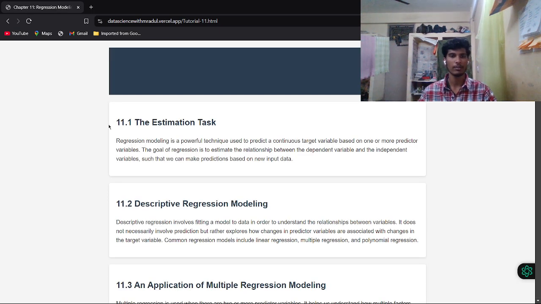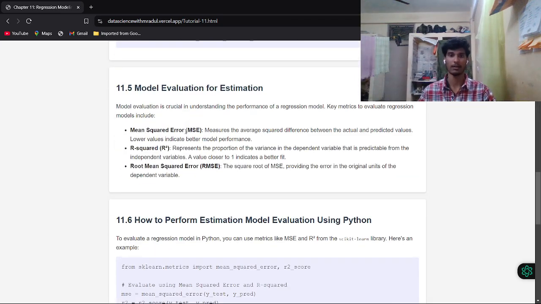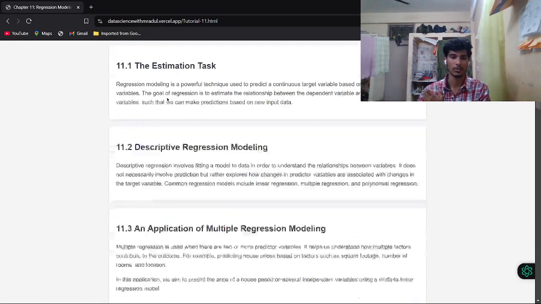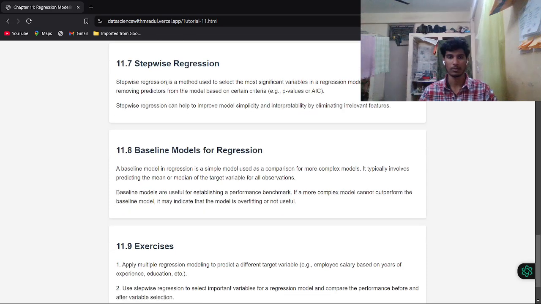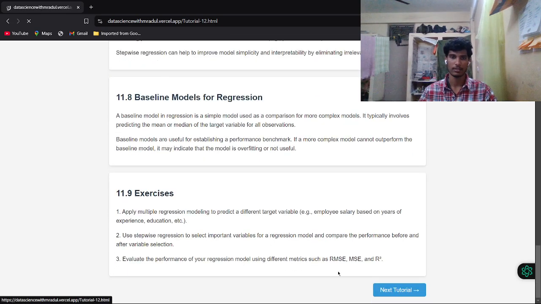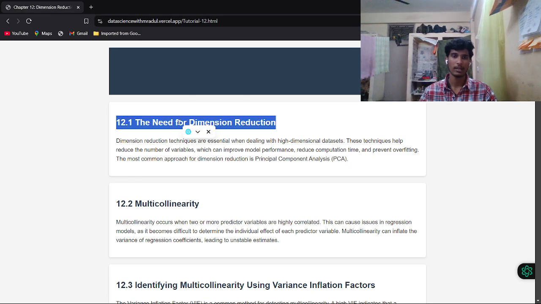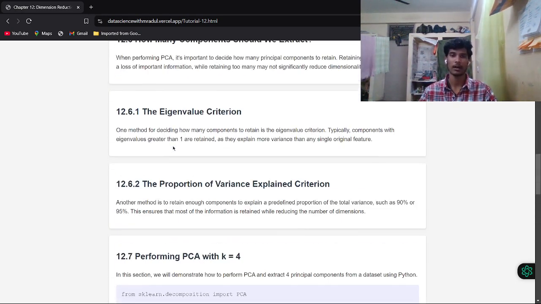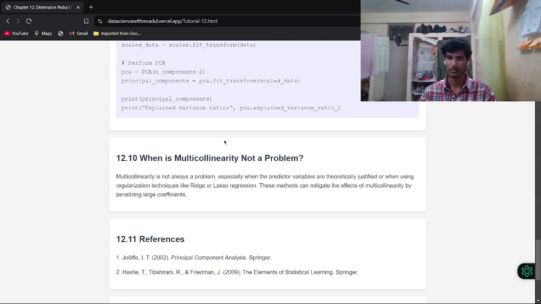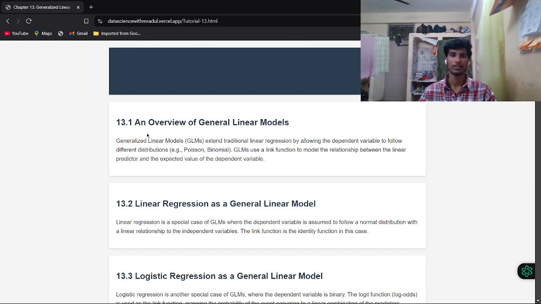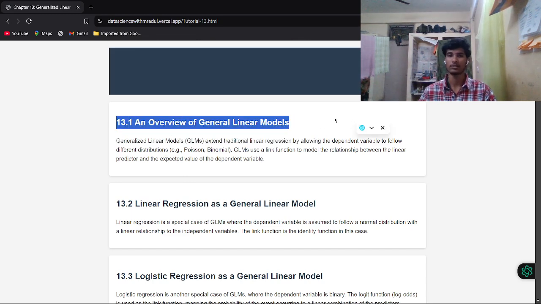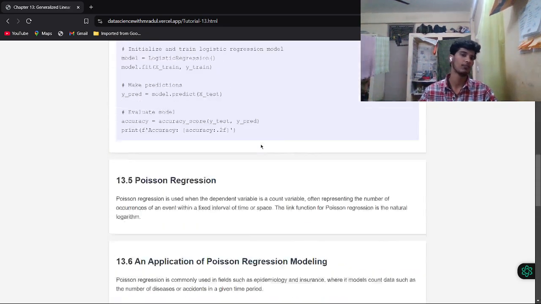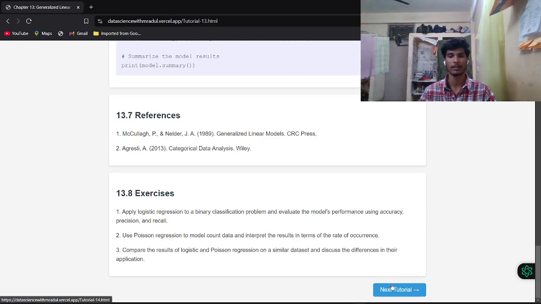In the next video, we will be doing the estimation task. It is a really important process to know, and I'll also show you the code of the estimation process. After that, we will need dimension reduction, which is also an important aspect, and I'll teach this to you as well. And then, last, an overview of general linear models. I just want you to read these things beforehand so that it gives you a better understanding.